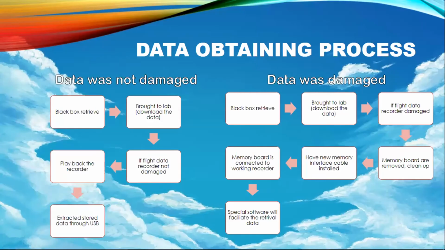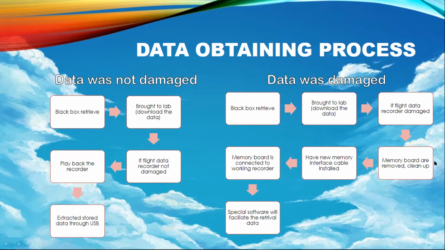My name is Atifa and I will be presenting about the data obtaining process. After finding the black box, the investigators take the recorder to the lab where they can download the data from the recorder and attempt to recreate the event of the accident. Then it will be divided into two categories: the first one is data not damaged and the second is data damaged.